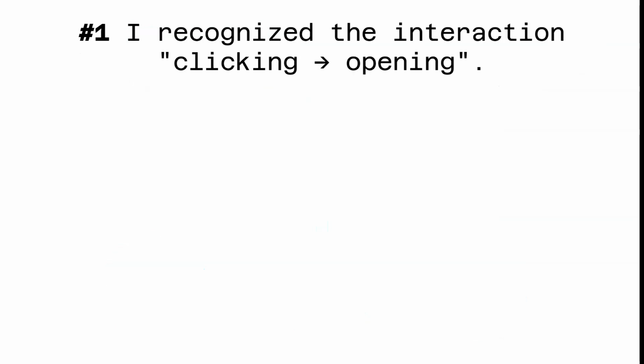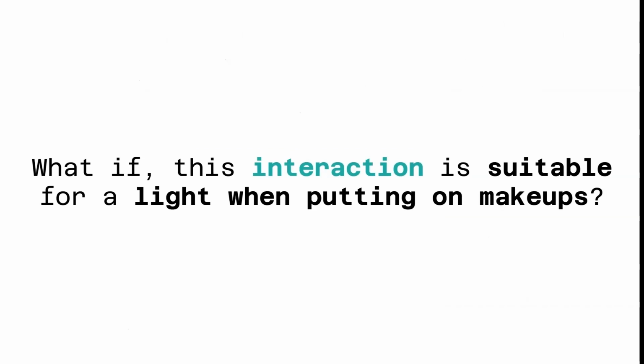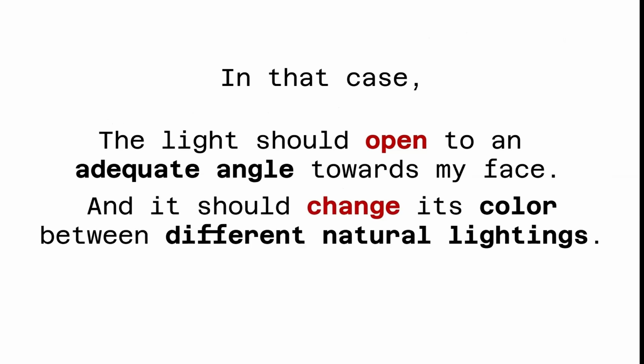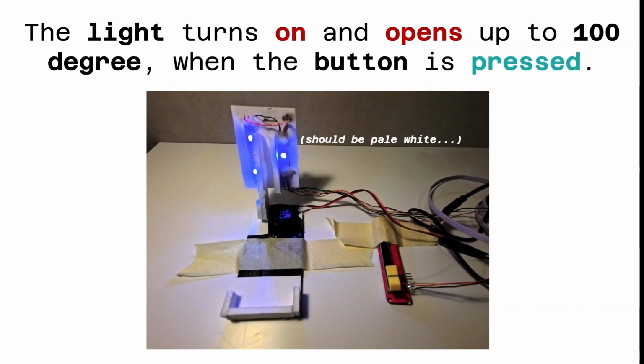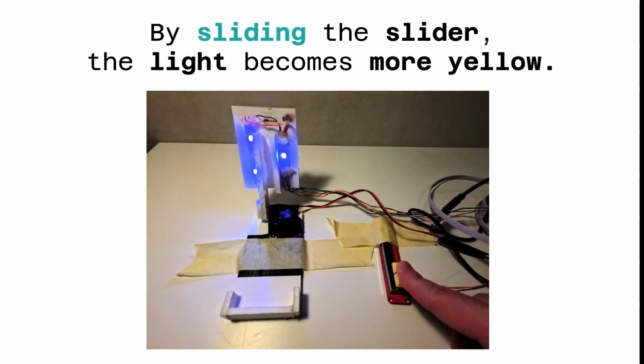First, I recognized the interaction of clicking to open from somewhere. It was from this product. What if this interaction is suitable for a light when putting on makeup? In that case, the light should open to an adequate angle towards my face, and it should change its color between different natural lighting. The light turns on and opens to 100 degrees when the button is pressed. By sliding the slider, the light becomes more yellow.